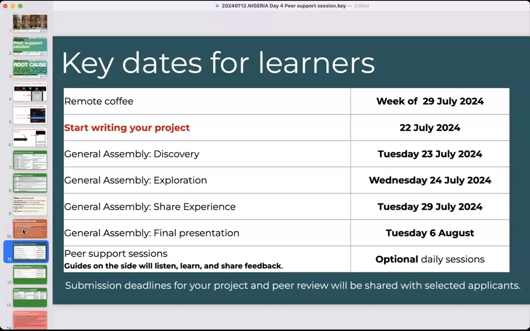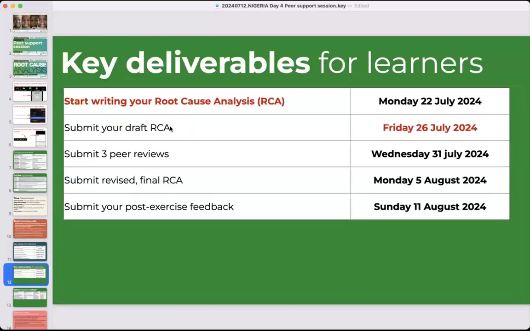And also just a quick reminder of key and important dates. Where are we? It's really about you writing your project now, and you have to submit your draft root cause analysis tomorrow. Tomorrow is the deadline.